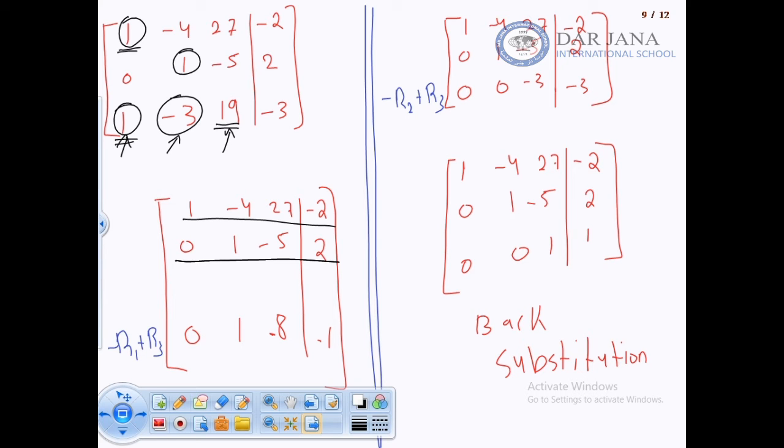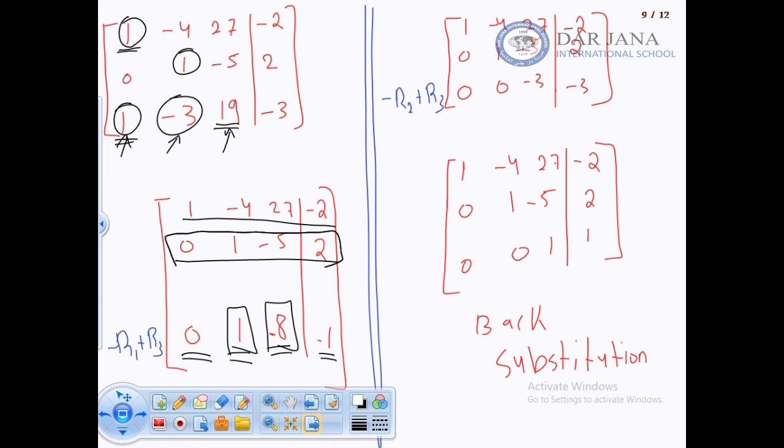1 times negative 1 is negative 1. Add it to 1, 0. Negative 4 times negative 1 is 4. Add it to negative 3, it's 1. 27 times negative 1 is negative 27. Add it to 19 is negative 8. And negative 2 multiplied by negative 1 is 2. Add it to negative 3 is negative 1. So we're reaching our goal. We still have to change the 1 to 0 and the negative 8 to 1.